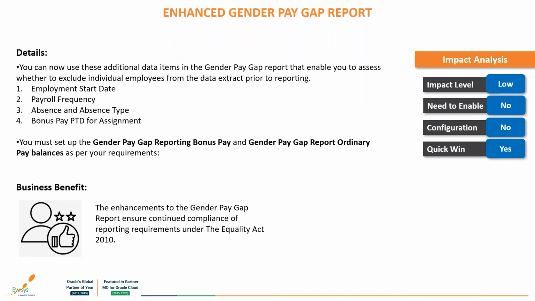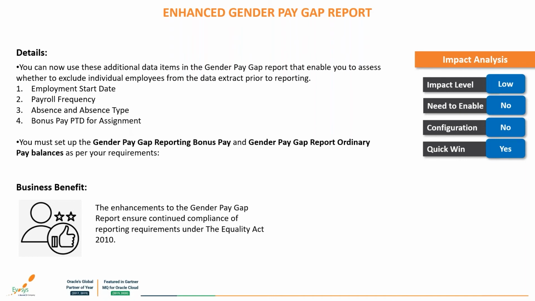Next, we have enhanced gender pay report. This is one of the most important reports that are required to be sent to HMRC in UK. Oracle provides a seeded report that organizations in UK can run and generate the output for. And in 22A, Oracle has enhanced the report by adding the below mentioned columns, which is employment start date, payroll frequency, absence and absence type, bonus pay, period to date for assignment.